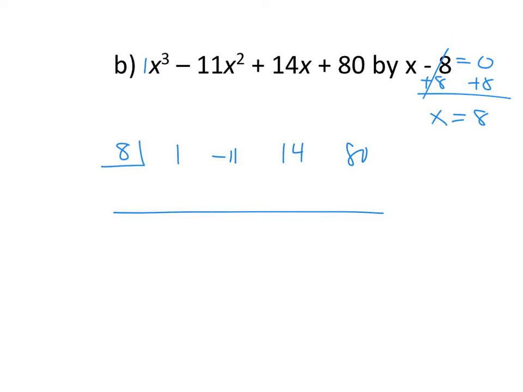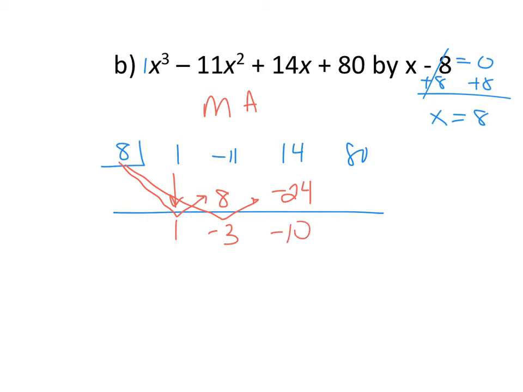You are not going to forget to bring down the 1. And you're going to start your synthetic division process. You don't have to draw these arrows. I'm just doing it for people to see it. 8 times 1 is 8. Add. Remember, multiply, add. Then you're going to add negative 11 and 8, and you will get negative 3. Start over again. 8 times negative 3 gets you negative 24. Add. 14 minus 24 is negative 10.